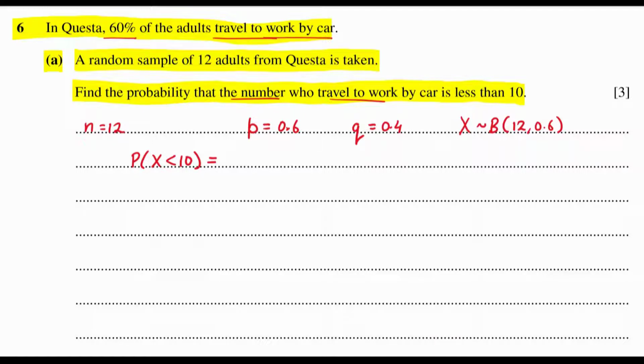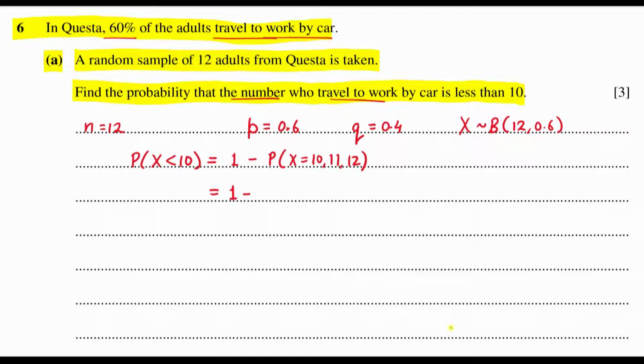So here we can see if we are finding X less than 10, it means we have to start from 0 to 9. So it's better to subtract the probabilities of traveling by car for 10 or more. More than or equal to 10 of them are traveling by car. So it is going to be the probability of X equals 10, 11 and 12. So it's a lot easier, and now we will use the formula for it.